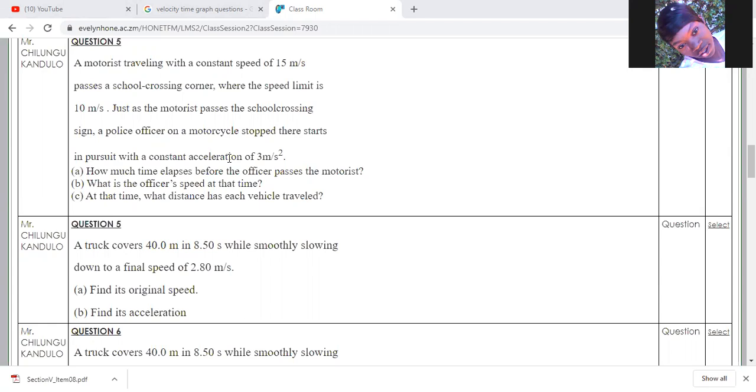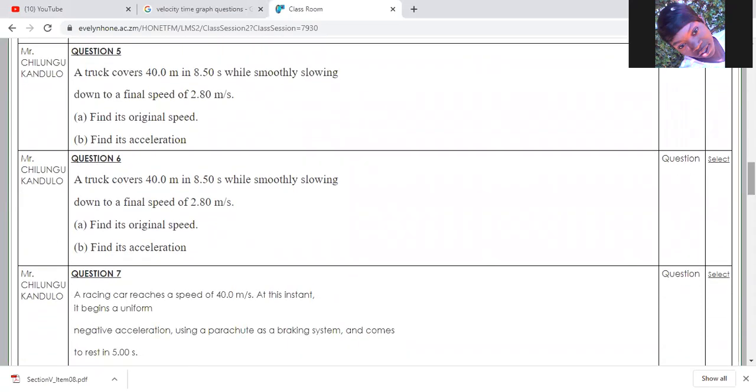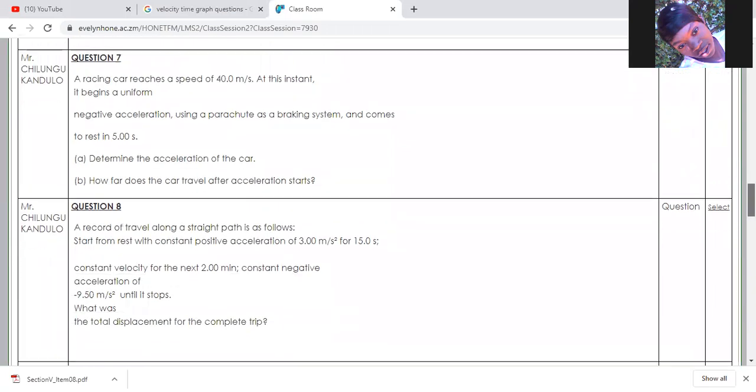Then you're slowing down. If something is slowing down, you definitely know that the acceleration is negative. So work it out. That's question 5. That was the reasoning, so go and do it.